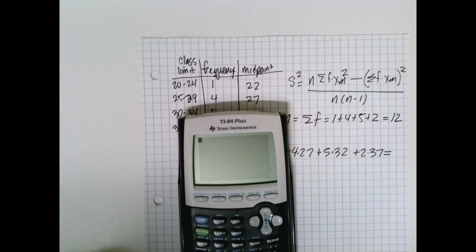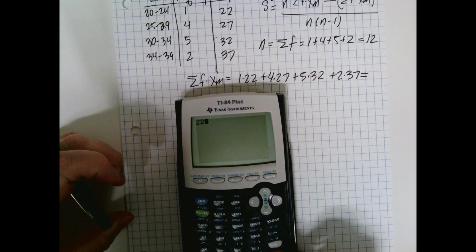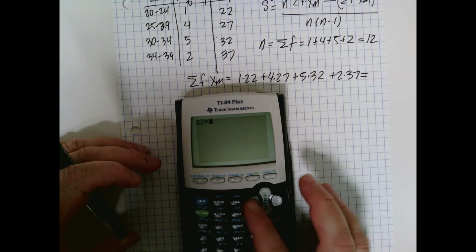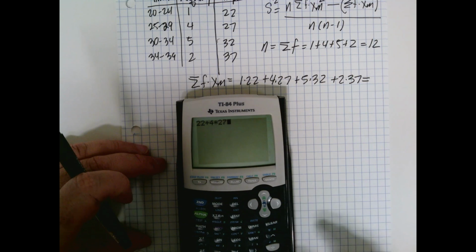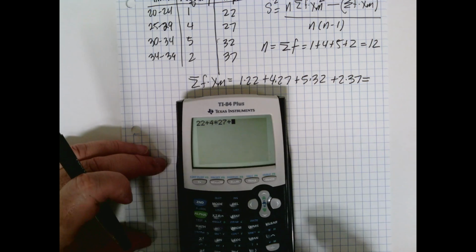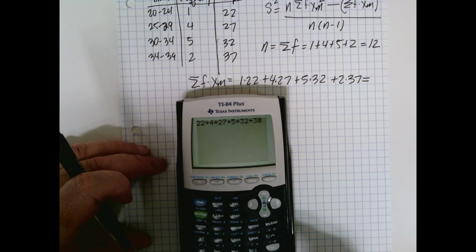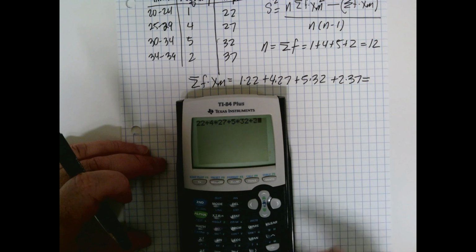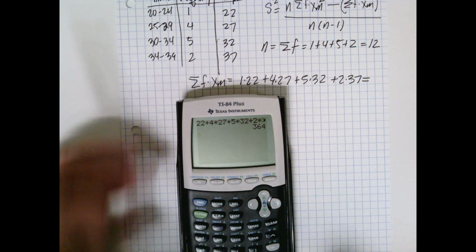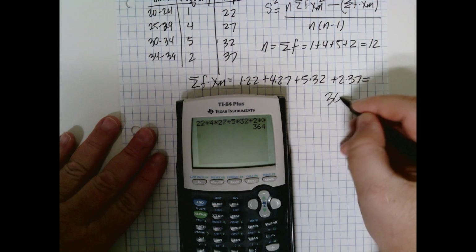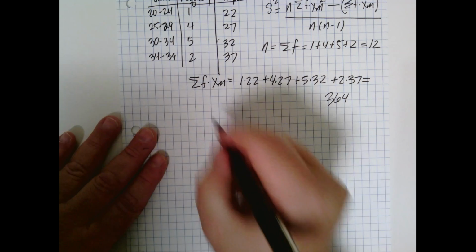Okay, so we have our calculator here. 22, right? I don't need the 1. Plus 4 times 27 plus 5 times 32 plus 2 times 37. I think we got that all in right now. I get 364.